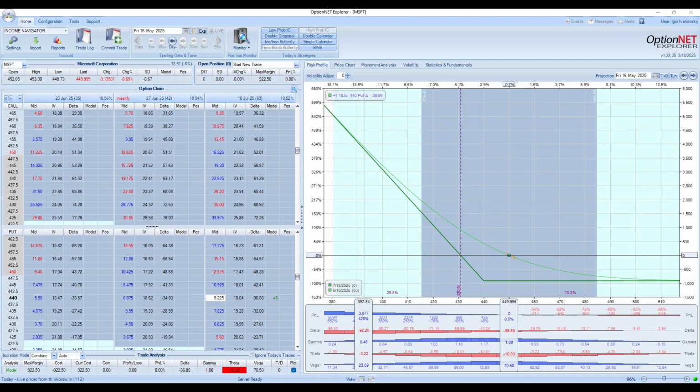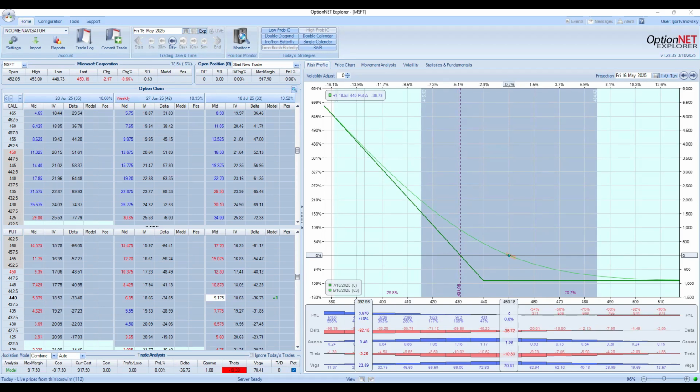Put options are contracts that give us the right, if we're buyers of the puts, to sell stock to somebody else at the strike price by a certain date, also known as the expiration date. Put options can be used as bearish bets, and they also can be used for hedging purposes, and they can also be used for income generation.